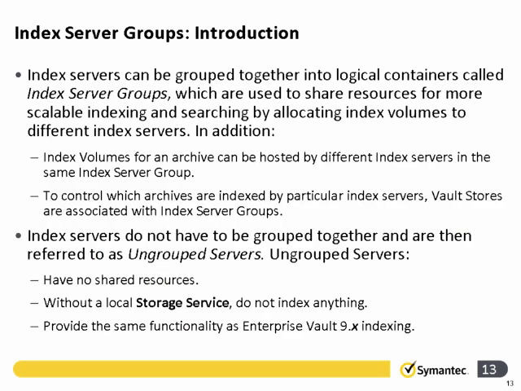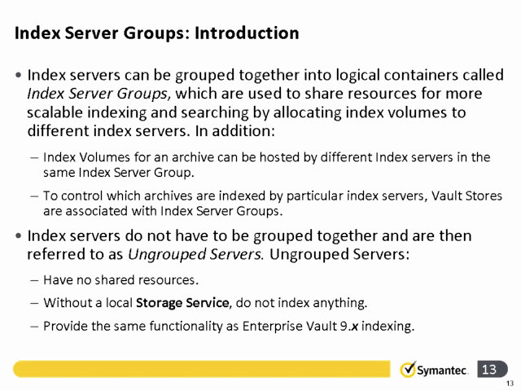The next thing that's new with Enterprise Vault 10 indexing is the concept of what's called an index server group. Index servers can be grouped together into a logical container called the index server group. These are created to give you the capability of sharing resources for more scalable indexing and searching by allocating the index volumes to different index servers. The index volumes for an individual archive can be hosted by different index servers within the same index server group.